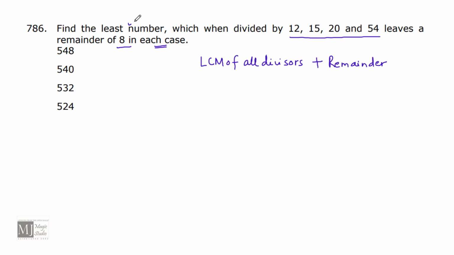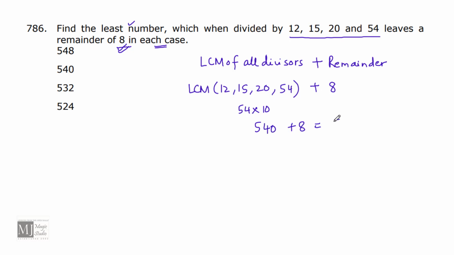So the least number we are looking out for is LCM of 12, 15, 20 and 54 plus 8, because we get 8 as remainder in each case. Now LCM of 15, 12, 20 and 54 would be 54 into 10. Okay, it would be 540 and we need to add 8, that is 548.